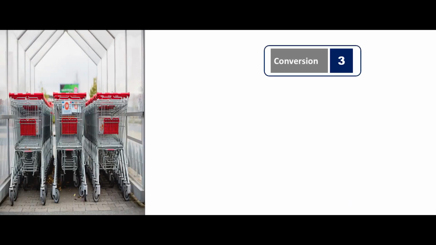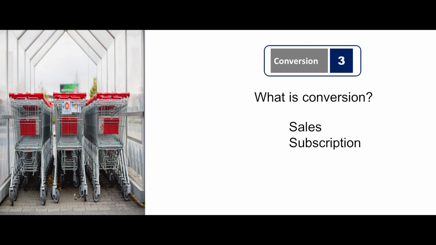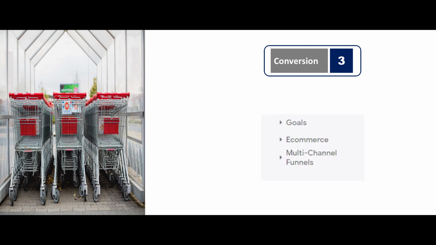The third is conversion. Now, what is the meaning of a conversion? It is defined in the context of the objectives of the website. For someone, it may be sales. For someone, it may be subscription. For someone, it may be registration, and so on. Conversion reports are further classified into different sections like goals, e-commerce, multi-channel funnel, and attribution. I will talk about these reports in the subsequent modules.